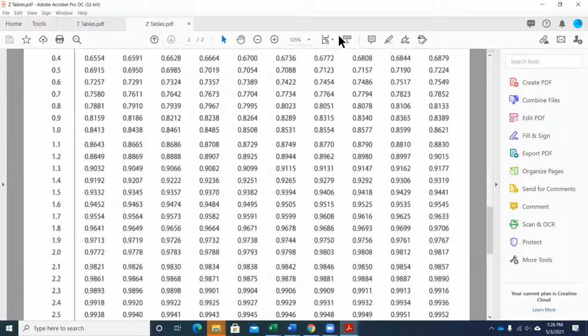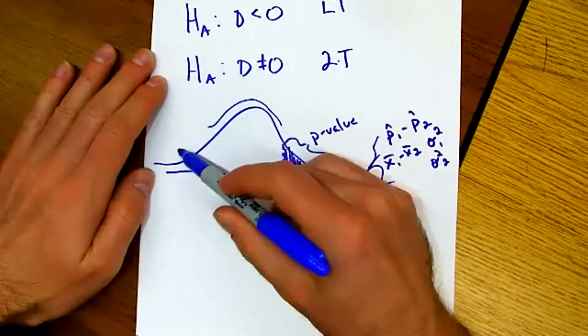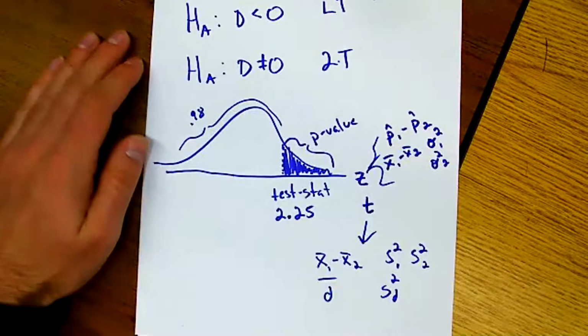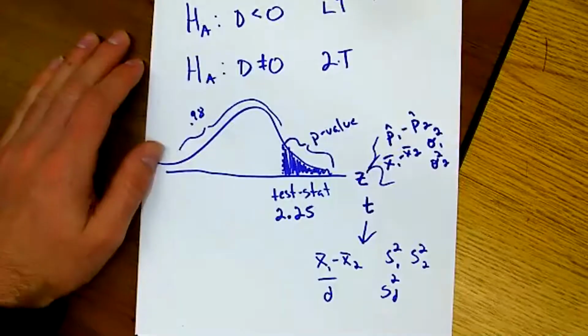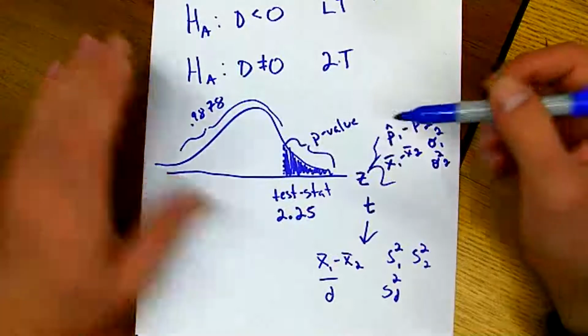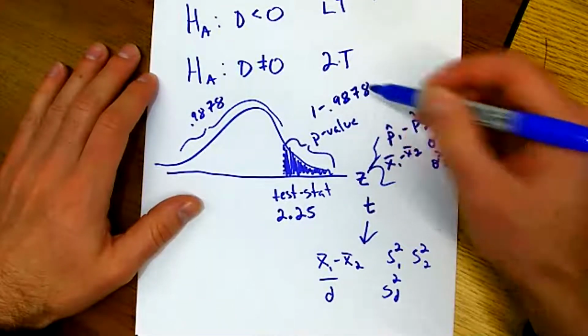0.9878. But remember, the table always gives me the area to the left. Was it 9878? Yep. So 9878. So for a right-tailed test, if I want to find the p-value, remember that's the area to the right, so I'd have to do 1 minus that. Okay?